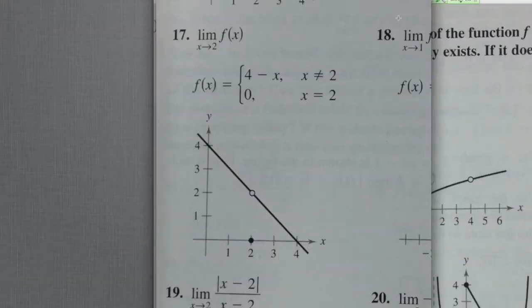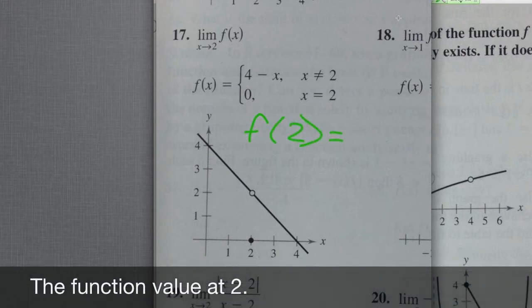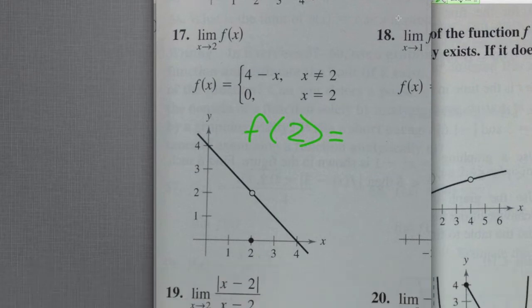Now, what if I ask you for f of 2, what would f of 2 be? 0. That would be 0. Because once the function value, we're looking for where the actual dot is. Okay.